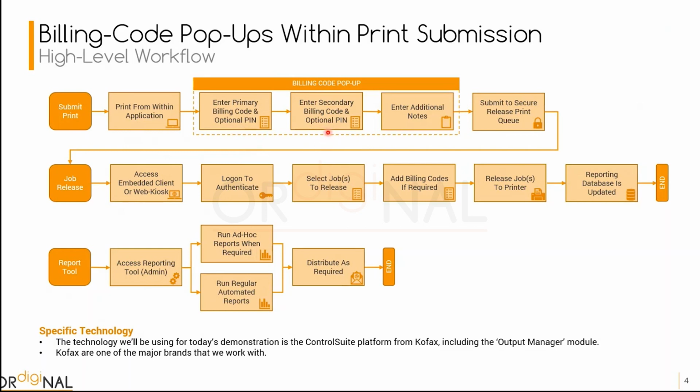We will then enter a second code, and this could be, as I said before, client and matter code, or department and team, customer and project. Tier 1, tier 2 codes. But again, we could enter a PIN code if requested here. And then finally, we can enter some additional notes, and these can be mandatory or optional. So within the billing code pop-up, we've entered our codes, we've entered our pins, we've entered our notes, and then we hit submit. And the job is passed to a secure release print queue, ready for the user to then go and release their job.